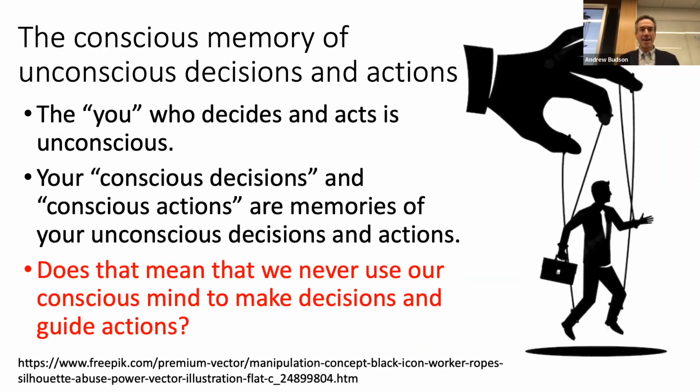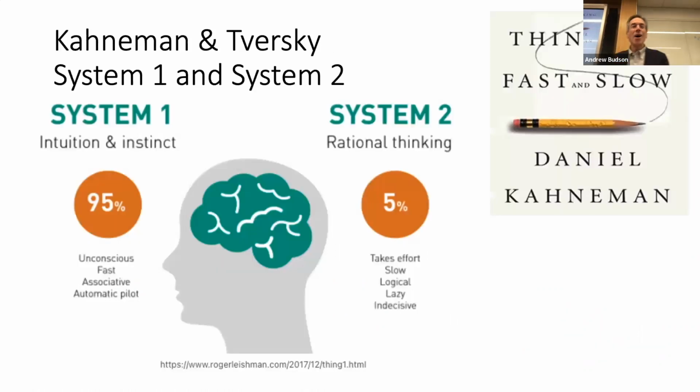So the you who decides and acts is unconscious. But does that mean that we never use our conscious mind to make decisions and to guide actions? And my answer is no, not at all. We absolutely use our conscious minds for decisions and actions. And I'm going to give you an example building on the work by Kahneman and Tversky.